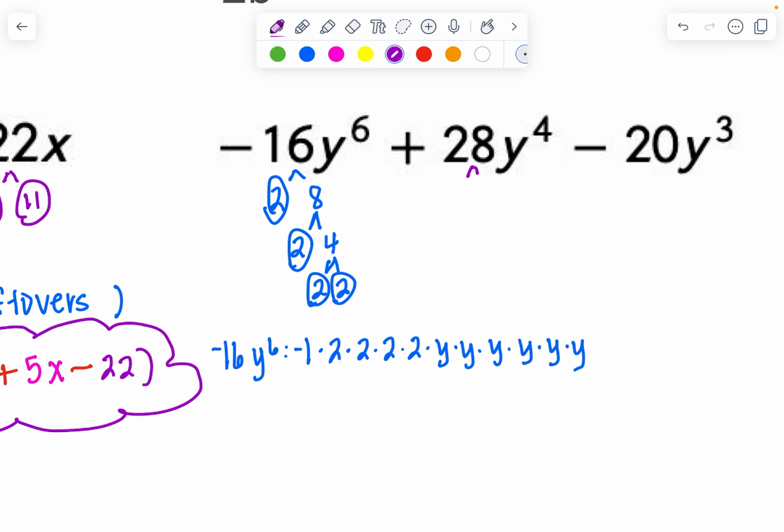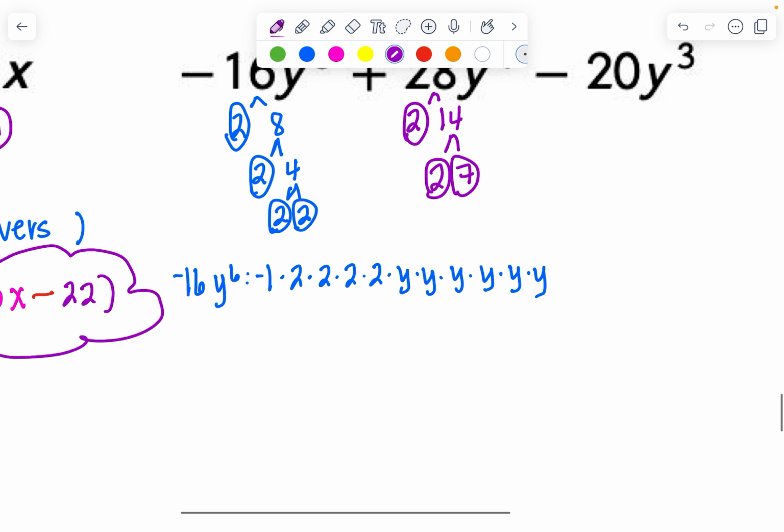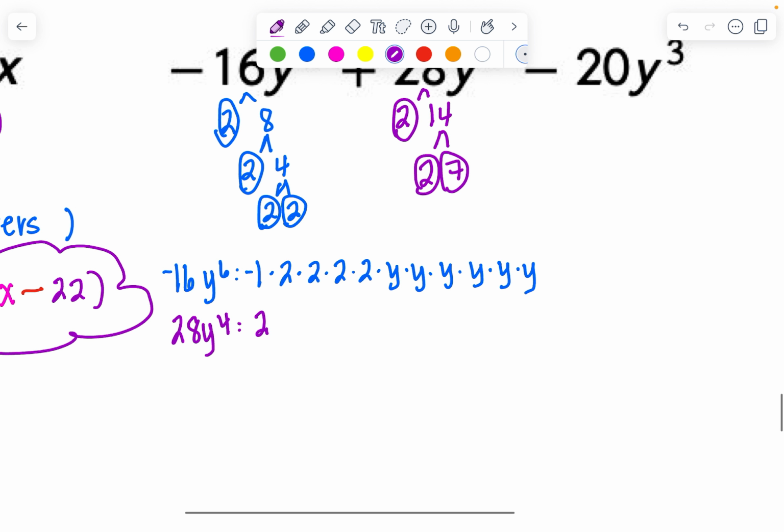Looking at 28y to the 4th. I know I can divide 28 by 2. It's 2 and 14. 14 then is 2 and 7, which are both prime. So 28y to the 4th is going to break down into 2 times 2 times 7. Then we have 4 y's.